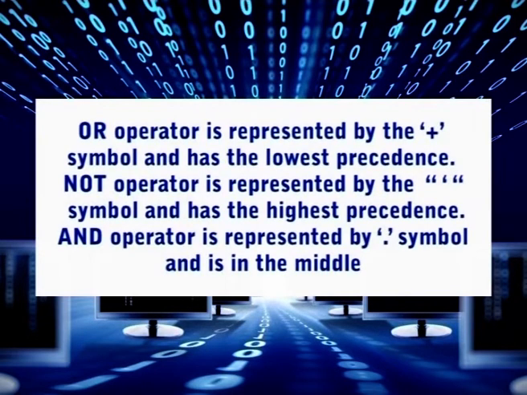Note, the OR operation is represented by the plus symbol and has the lowest precedence. The NOT operator is represented by the complement symbol and has the highest precedence. The AND operator is represented by a dot symbol and is in the middle of the precedence list. Hope Boolean algebra is clear to you.